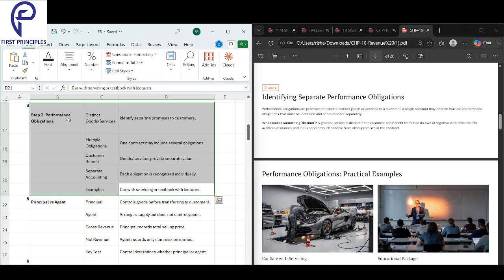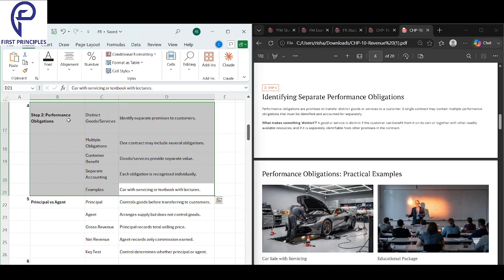When we talk about performance obligations, we mean that it clearly identifies the separate promises to customers. In the sense that it breaks the contract into separate promises. Distinct goods and services means in one contract there are separate promises. In one contract there can be multiple promises and multiple obligations. One contract can have many different things to deliver.